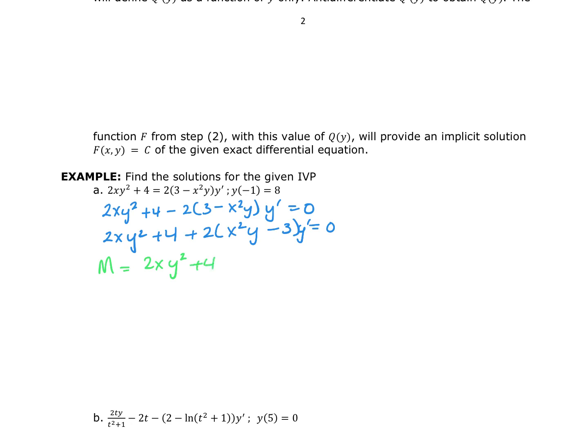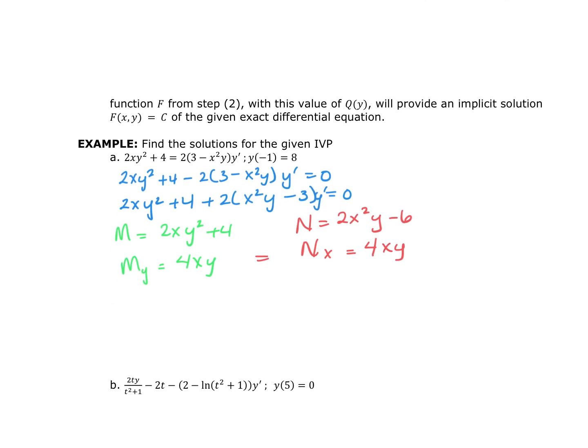Now the reason that I do that is because the next term, which is going to be N, is the one that the entire term is attached to the y prime. So this N must be 2x squared y minus 6. I'm going to do my partial derivative of M with respect to y. This gives me 4xy. Do my partial derivative of N with respect to x, which is also giving me 4xy. So these are equal.